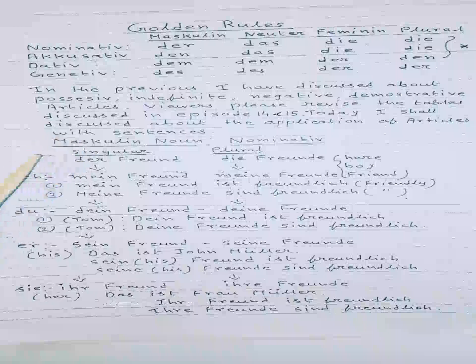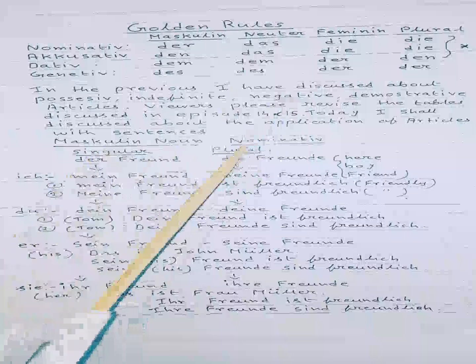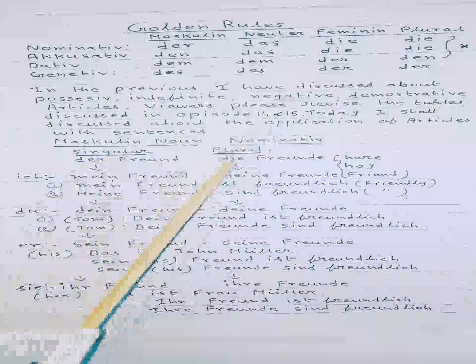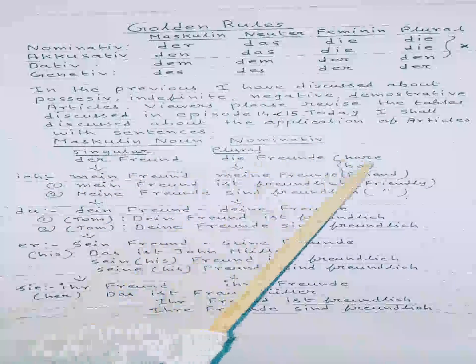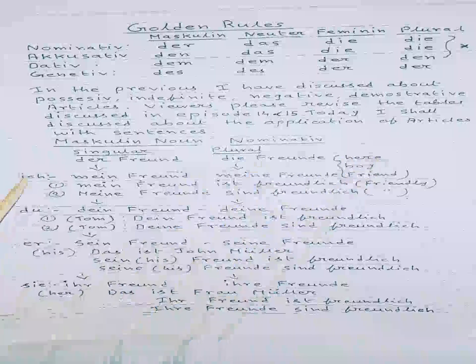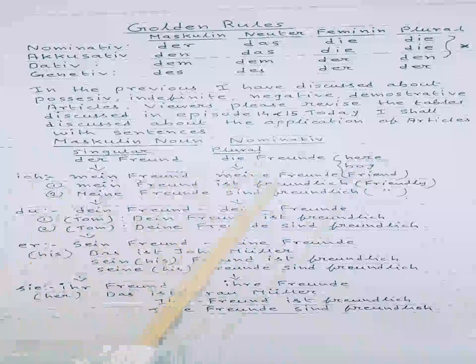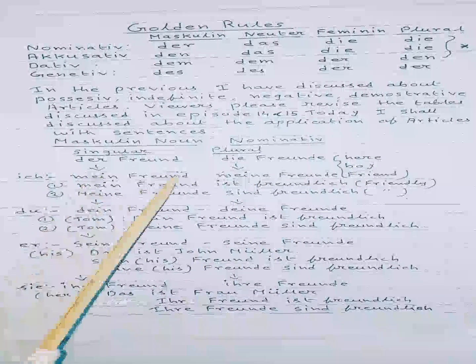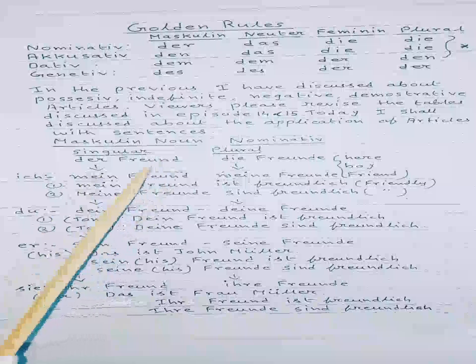Today I will discuss a masculine noun with the help of sentences. Masculine noun, nominative. Der Freund is a masculine noun. Singular, plural: der Freund, die Freunde. The friend, the friends. Here, boyfriend. Ich means I. Mein Freund, plural, meine Freunde. Mein Freund, my friend, singular, or my single friend.